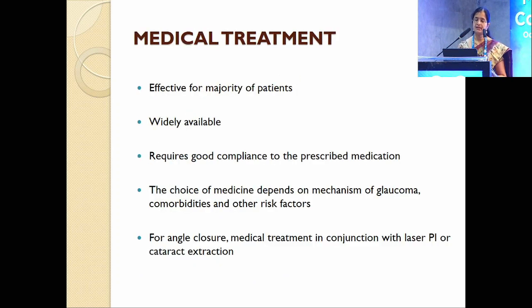And medical treatment is very effective in the majority of the patients, and it is widely available. We have an armamentarium of anti-glaucoma medications, which are quite effective and patient-friendly nowadays. The only thing we have to remember is it requires good compliance from the side of the patient and his family. And the choice of medicine, as I told you, depends on the mechanism of glaucoma, comorbidities, and risk factors. When I see a patient with angle closure glaucoma, what I do is I do a AIOCMTC2 and then treat along the lines of primary open angle glaucoma itself.